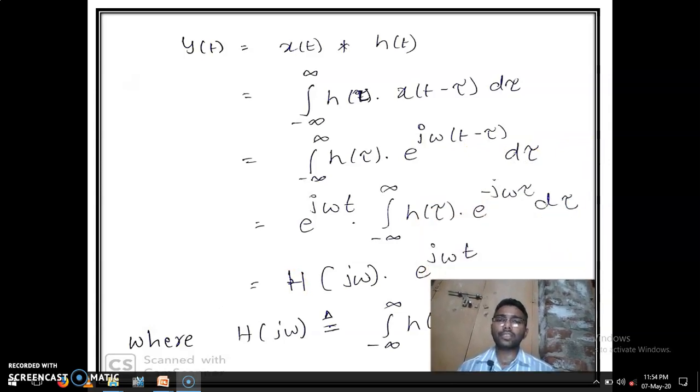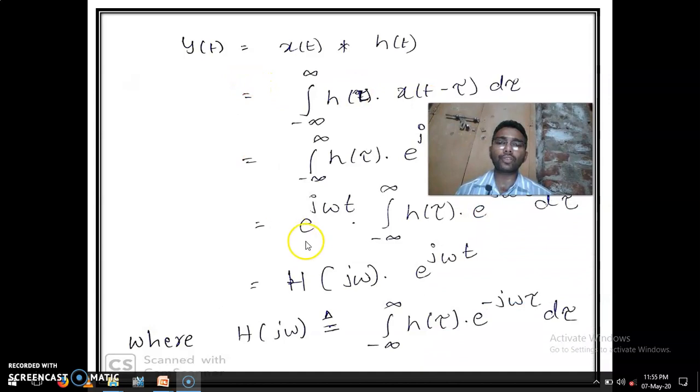So let us see this. Let us try to obtain the expression for it. y of t equals x of t convolved with h of t. When we expand this, we get the integral from minus infinity to infinity of h of tau into x of t minus tau, which is e power j omega into t minus tau, d tau. This e power j omega t is independent of tau, so I am writing this outside, and this brings down the integral from minus infinity to infinity of h of tau e power minus j omega tau d tau. If you see, this is the Fourier transform of h of t, which is H of j omega.